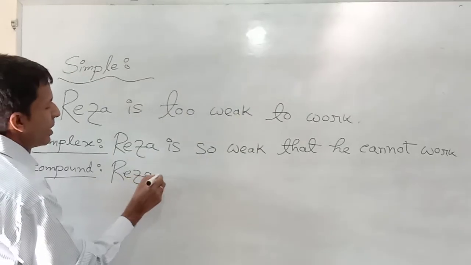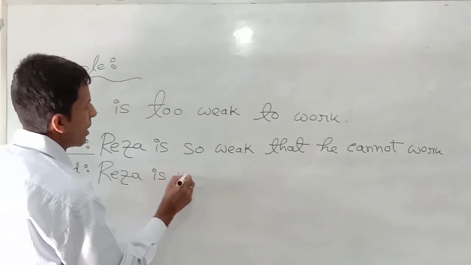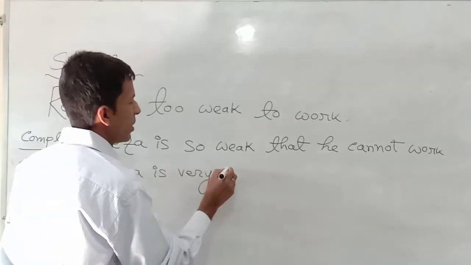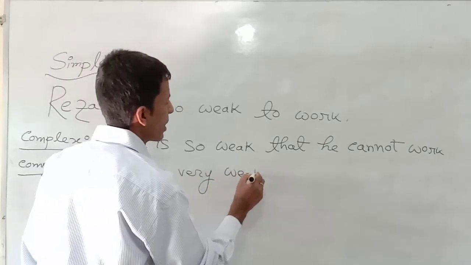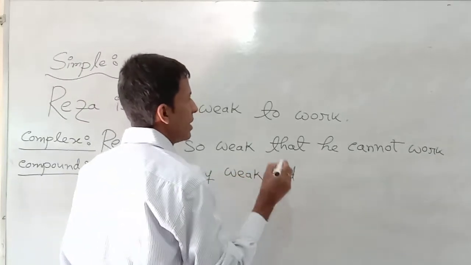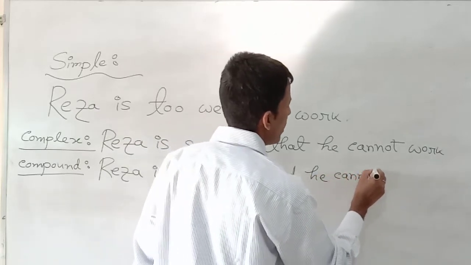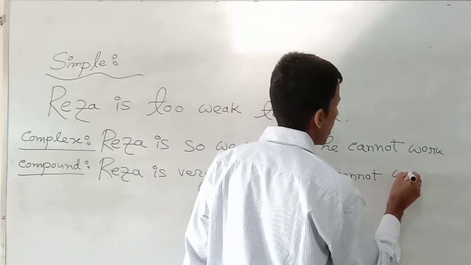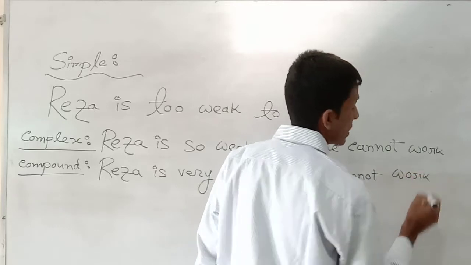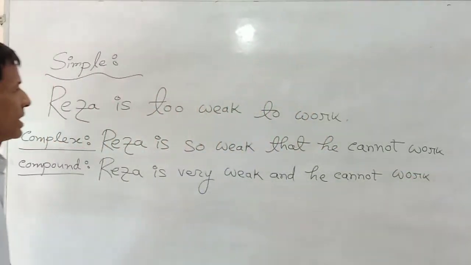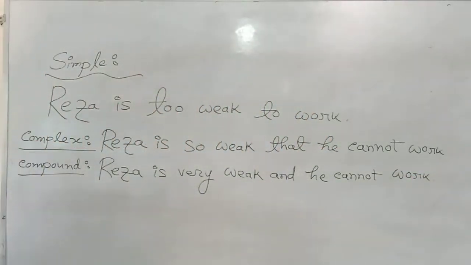Reja is very weak and he cannot work. This is the explanation of the previous rule. Now I will go to the next example and next rule.